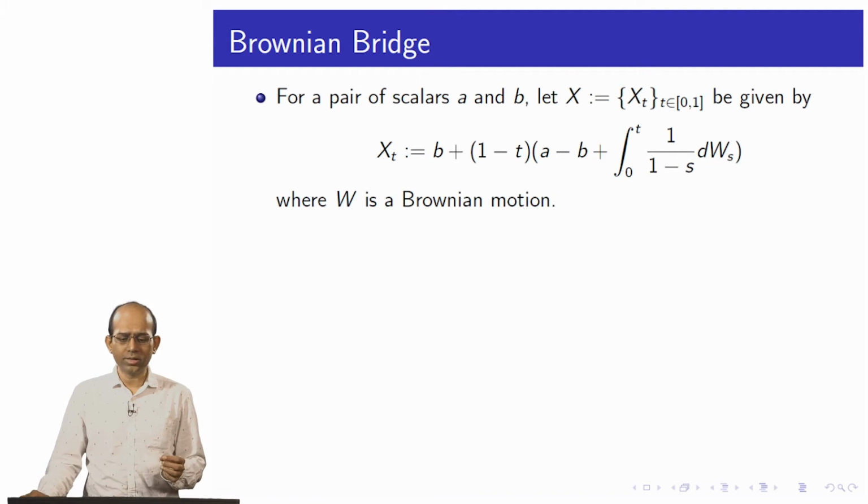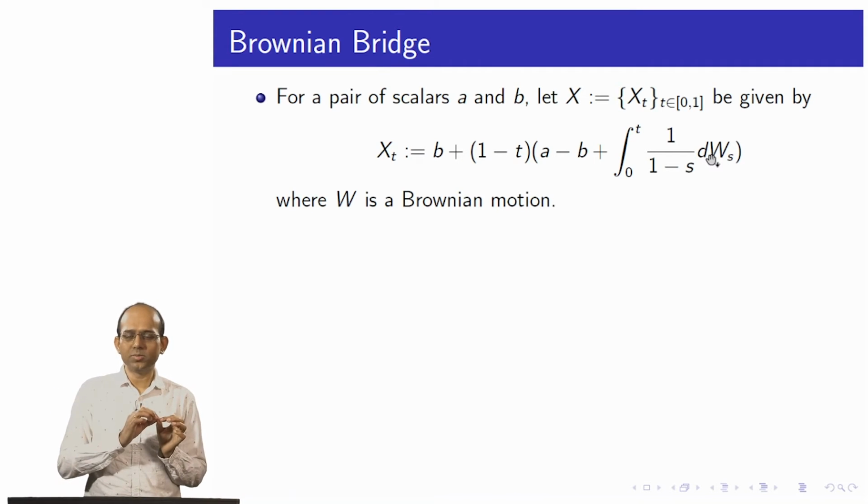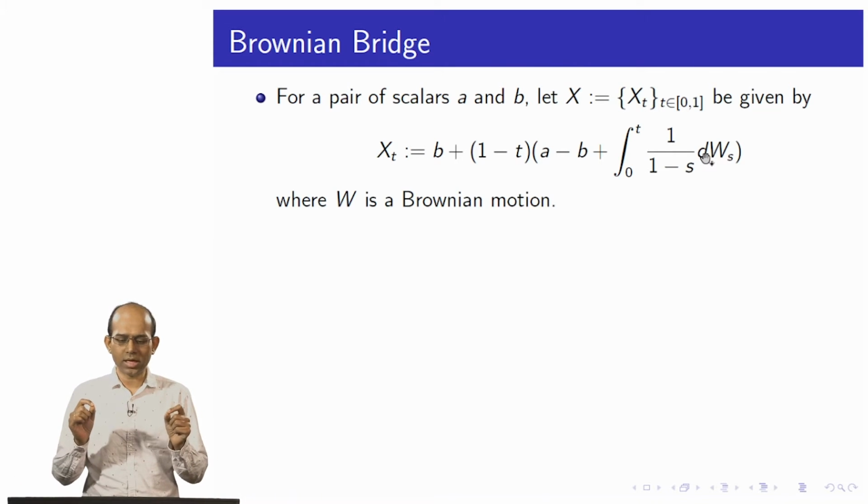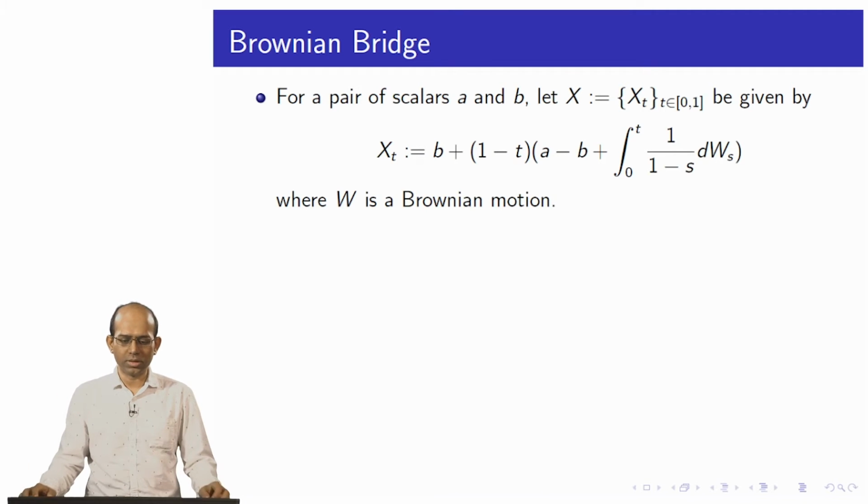Why do you call it Brownian? Because it is coming from Brownian motion, which is giving the randomness. And why is it bridge? Because it is bridging between these 2 points a and b. However, these 2 points could be the same points also, so it would be like a loop.